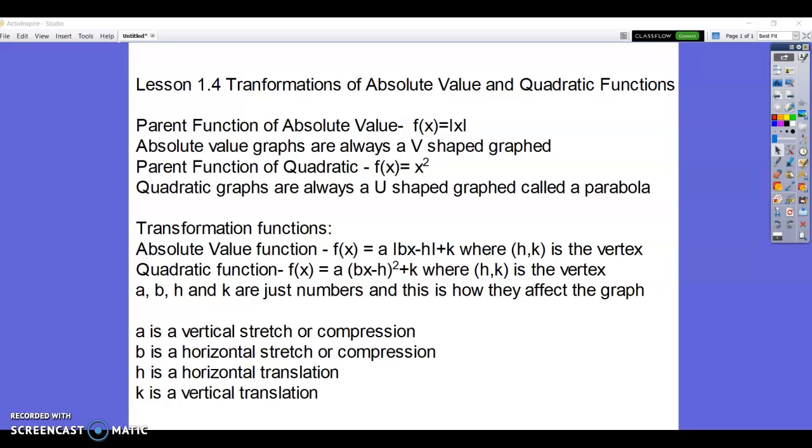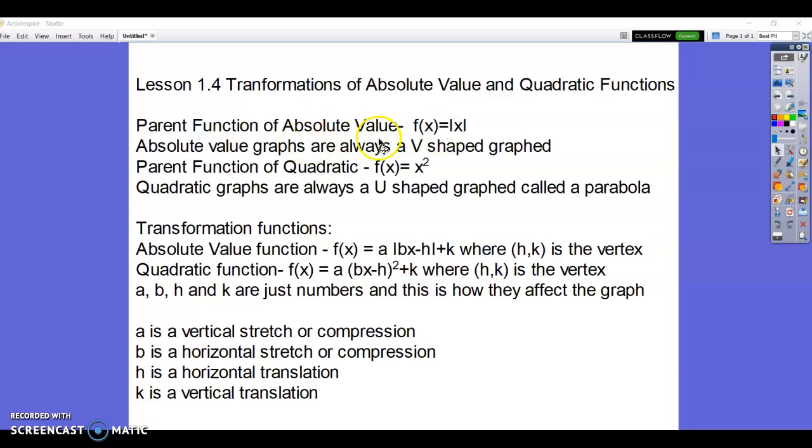Hey guys, today we're going to look at lesson 1.4 in your textbook, and we're going to talk about transformations of absolute value in quadratic functions. So the first thing you need to know is what your parent functions are. The parent function is the most basic form of this function. So the parent function of the absolute value is f of x equals the absolute value of x.